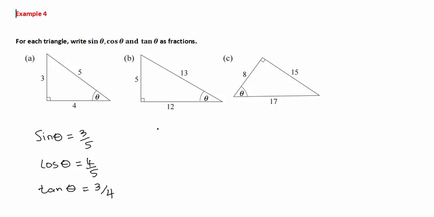This diagram, sine theta is opposite on hypotenuse, 5 on 13. Cos theta, CAH, adjacent on the hypotenuse, 12 on 13. And tan theta, tan is opposite on adjacent, 5 on 12.